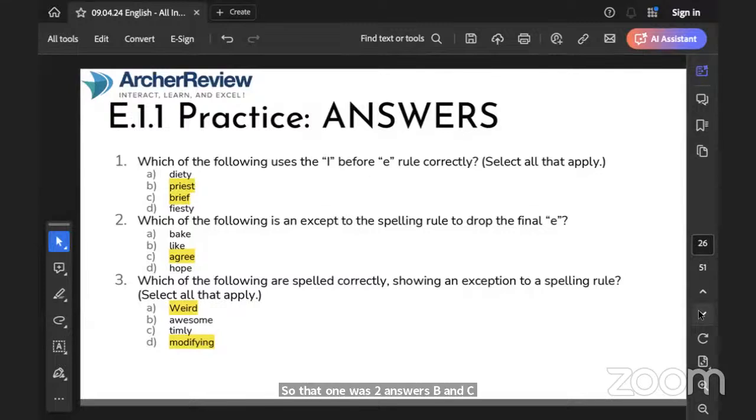Number 2, which of the following is an exception to the spelling rule of dropping the final E? So bake, that's not an exception. So think about if I were going to add -ing onto the end of these words.